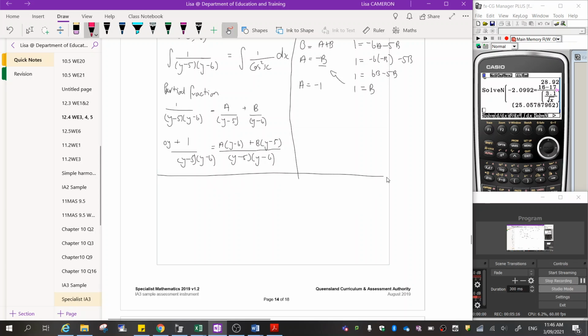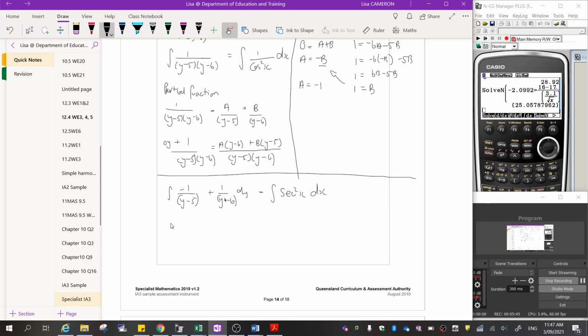Okay, we're going to start back over here. So that means that this left-hand side is going to be equal to the integral of -1 over y minus 5 plus 1 over y minus 6 dy, which is equal to the integral of sec squared x dx.